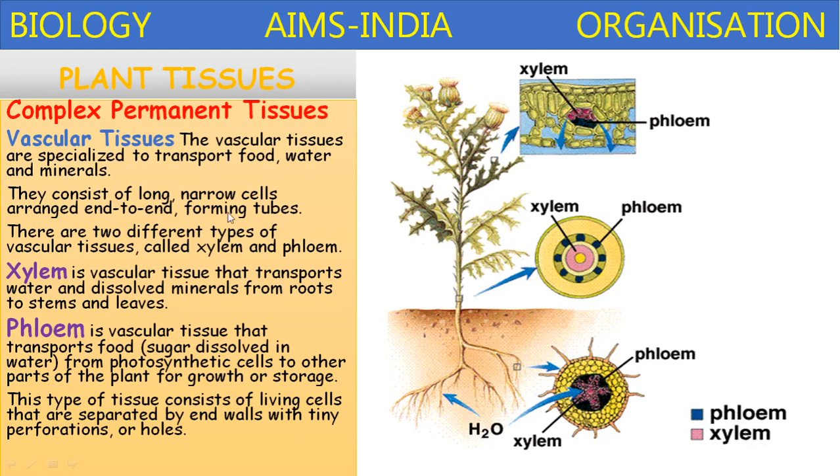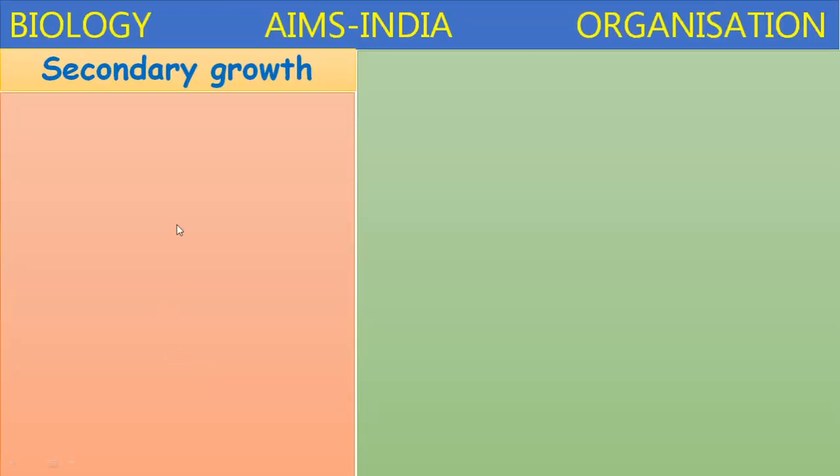Why are they called complex tissues? Because they are made up of different elements. Xylem has elements like xylem tracheids, xylem vessels, xylem parenchyma, xylem fibers, etc. Phloem is also made up of phloem elements like companion cells, sieve tubes, sieve cells, etc. Let us further discuss how the secondary growth takes place.